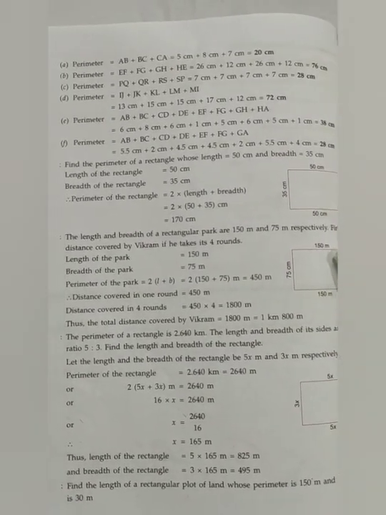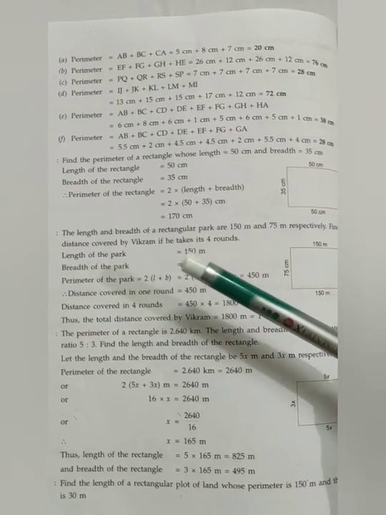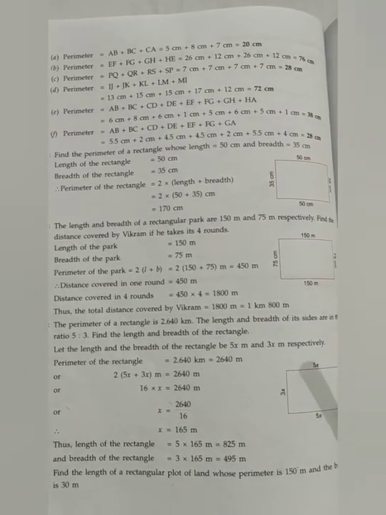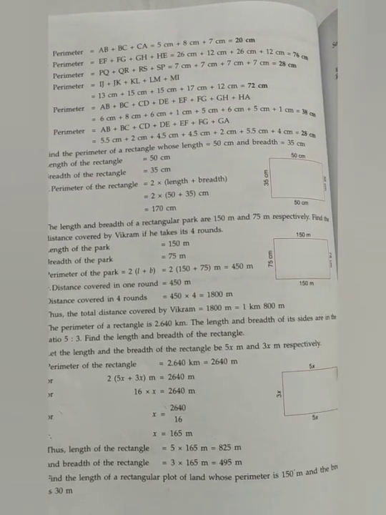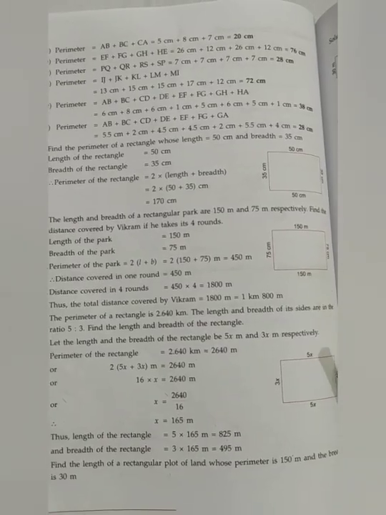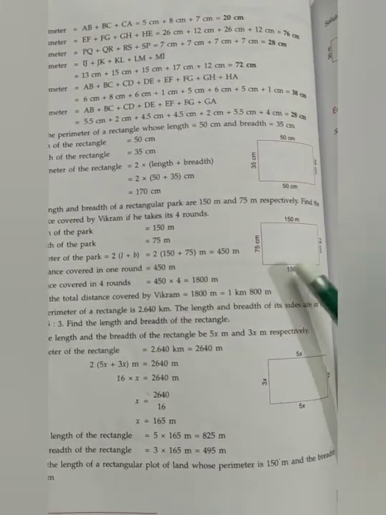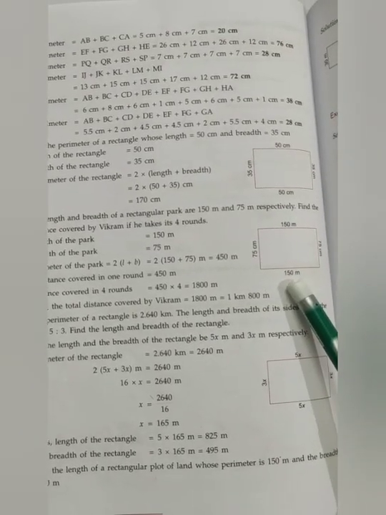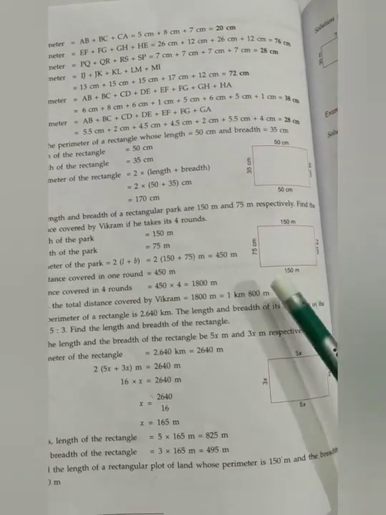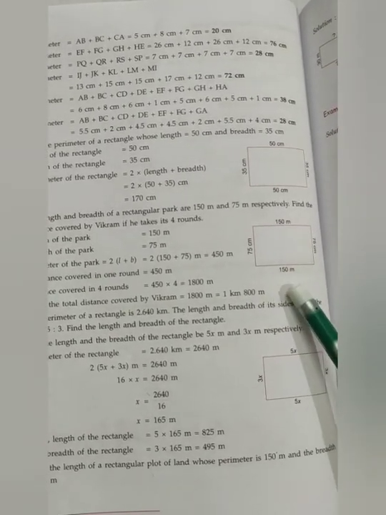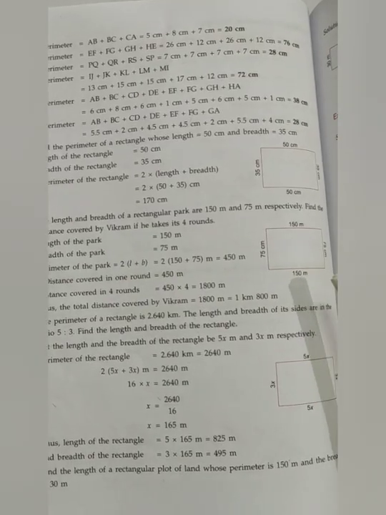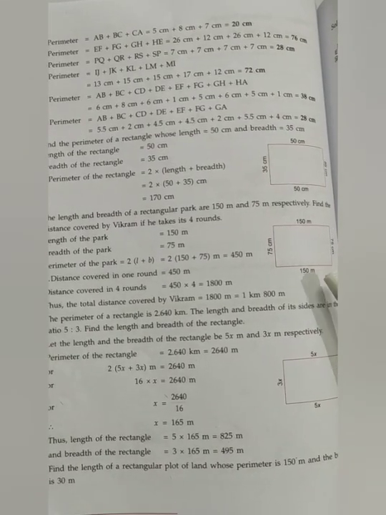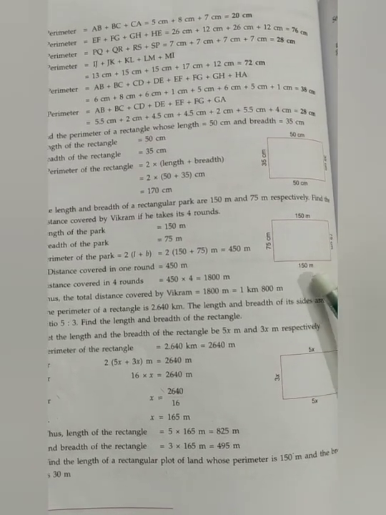Then find the distance covered by Vikram if he takes 4 rounds. So first we have to find out 1 round, then we get 4 rounds easily. He covered means first we find out the perimeter. You know the formula. First find out the perimeter of this rectangle. This is 1 round, distance covered in 1 round. Then if you multiply by 4, you get your answer, that is the distance covered in 4 rounds.